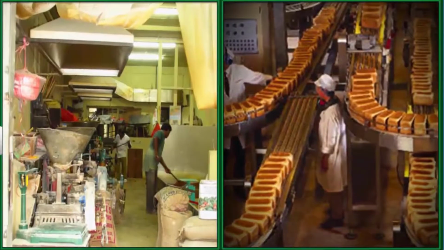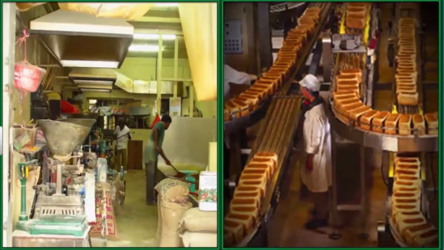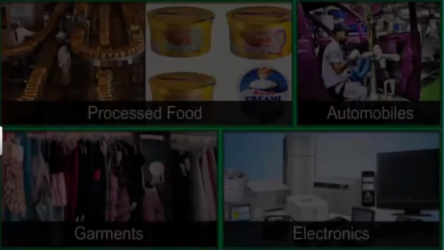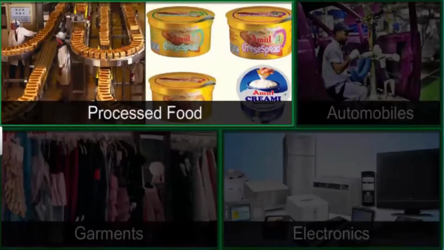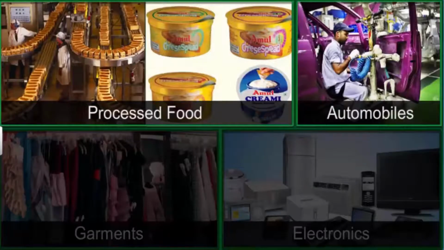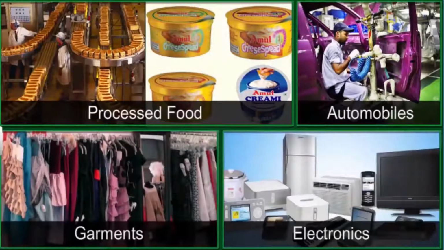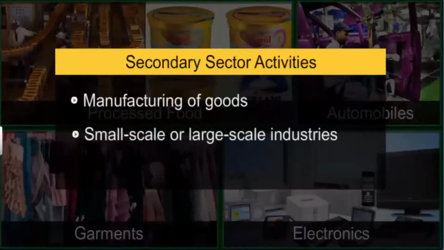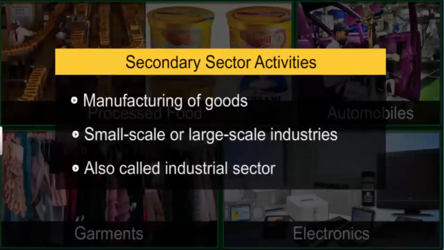Activities that use natural products or other raw material for industrial manufacturing of goods are called secondary sector activities. The secondary sector includes all kinds of manufacturing activities, from food processing to manufacturing of automobiles, garments, and electronics. The secondary sector includes all activities involving the manufacturing of goods in small-scale or large-scale industries. Thus, the secondary sector is also called the industrial sector.